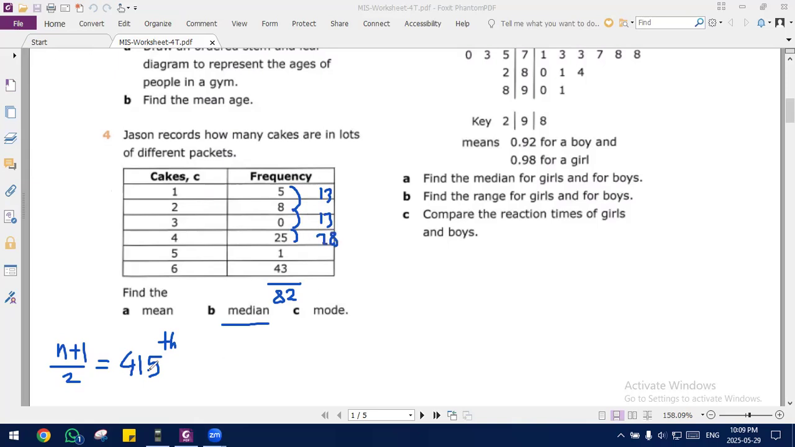Did I reach 41? Not yet. Then plus 1, 29 cakes. Did I reach 41? No. So for sure it's in the last group. Okay? So what's the median? Do I write 43? No. The median is 6.